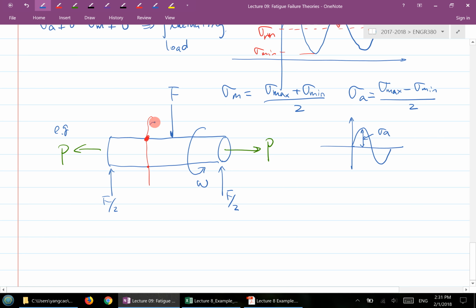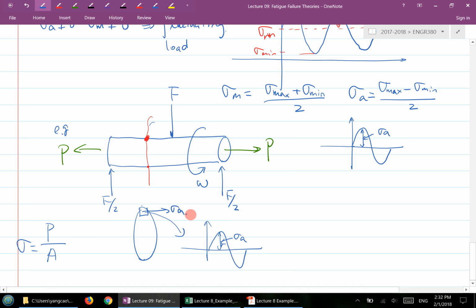And if you cut a cross section here and look at this location, this is basically the sigma A there. Now because the axial loading is added, anywhere on the cross section there is a P over A, that's the axial normal stress added. And this is a constant. It doesn't matter whether this is rotating or not. It's constantly added to the cross section.